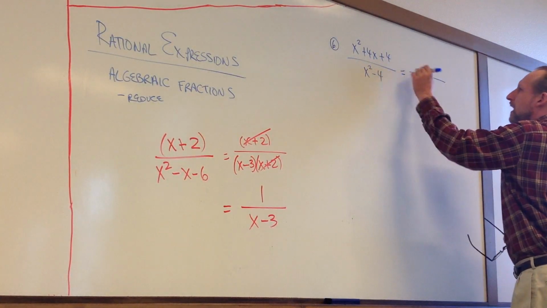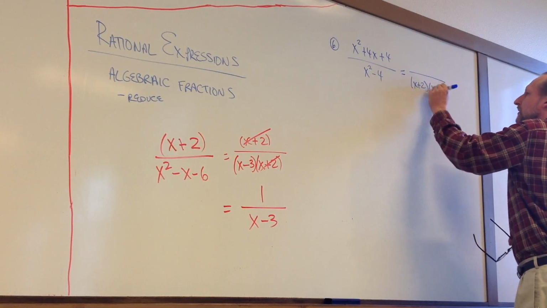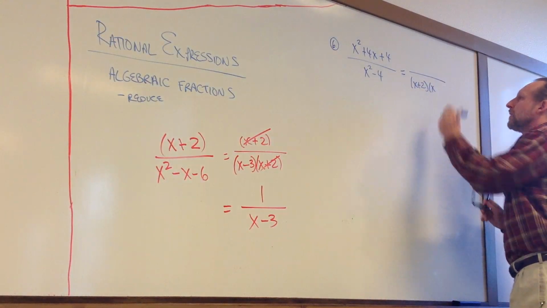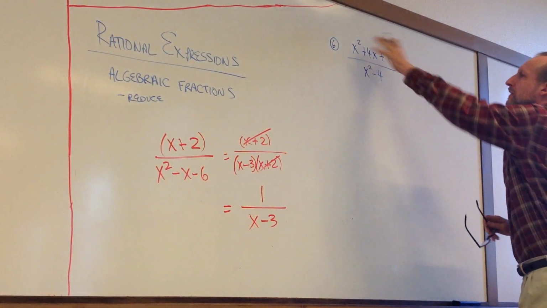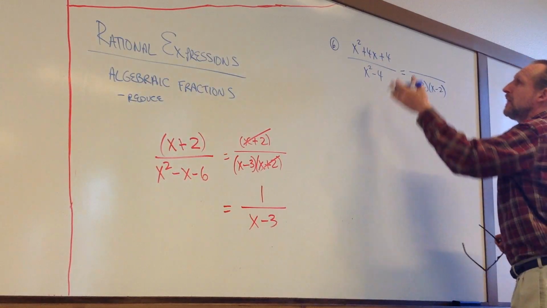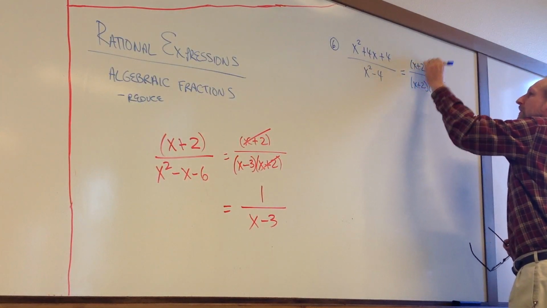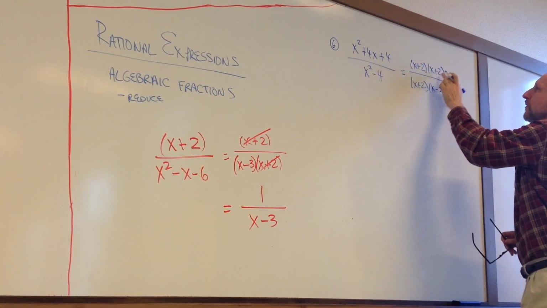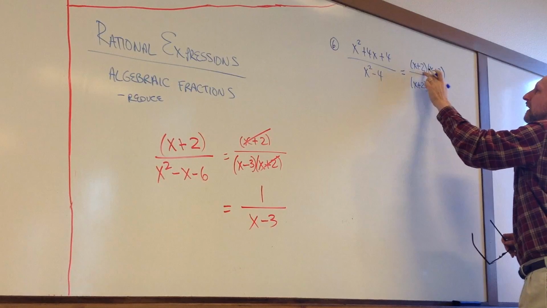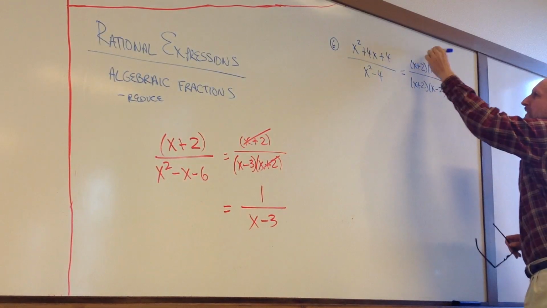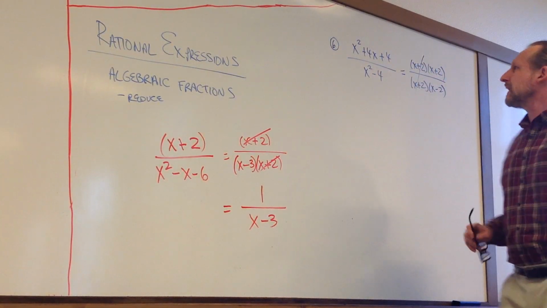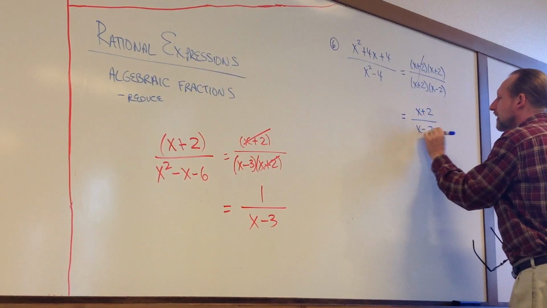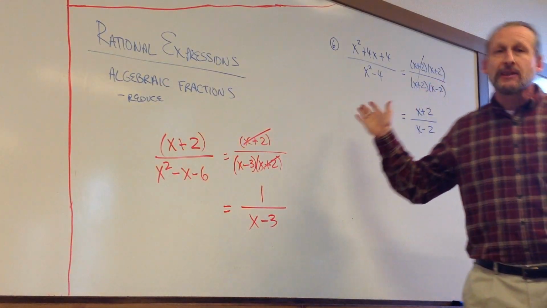Okay? The denominator is a difference of squares. It factors as x plus 2 times x minus 2. On the top, this is a trinomial, and it's going to factor as x plus 2 times x plus 2, right? There's our x squared. 4x is coming from 2x and 2x, and then 2 times 2 is 4. These x plus 2's are common factors. They cancel each other out, and we end up with x plus 2 on top and x minus 2 on the bottom. That's lowest terms.